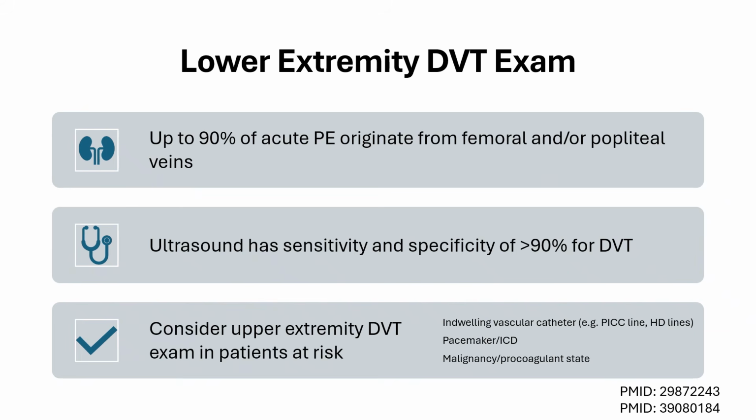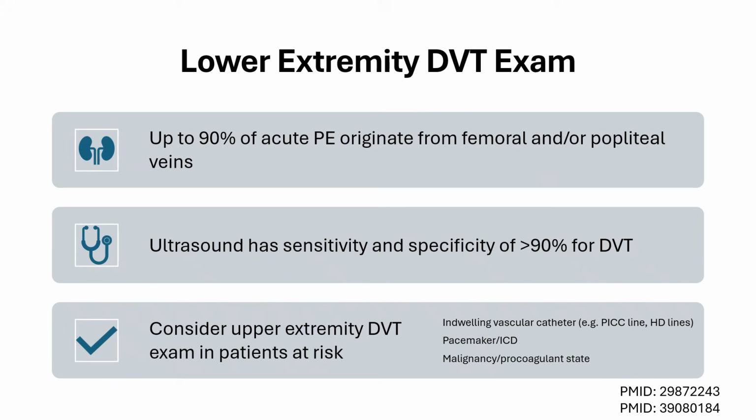Lower extremity DVT exam should be considered in patients who have a high likelihood of pulmonary embolism, because approximately 90% of acute pulmonary emboli originate from femoral and popliteal veins. Ultrasound has a very good sensitivity and specificity for deep venous thrombosis.